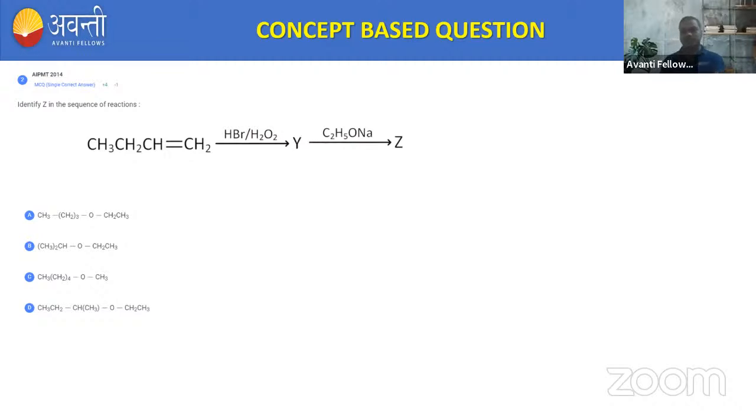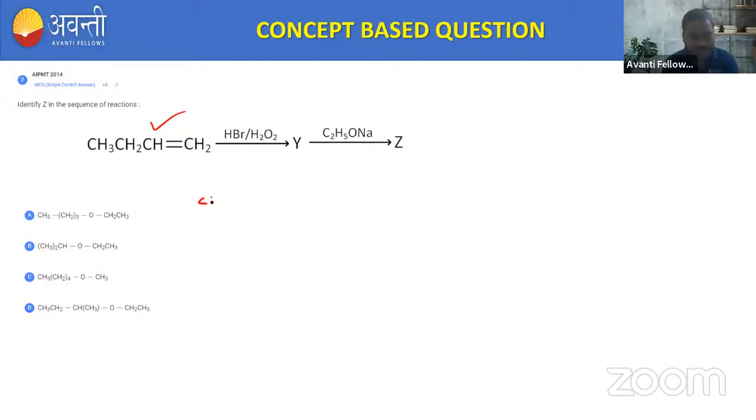Okay, chalo. So, in this question, you have to identify Z in the sequence of reaction. So here we have an alkene, right? We all know that when the alkene is treated with HBr in presence of peroxide, this is known as anti-Markovnikov's rule. So after anti-Markovnikov's rule applies, you'll get the intermediate Y. When you treat Y with C2H5ONa, you'll get the final product, that is Z. So you have to calculate Z only here, right?